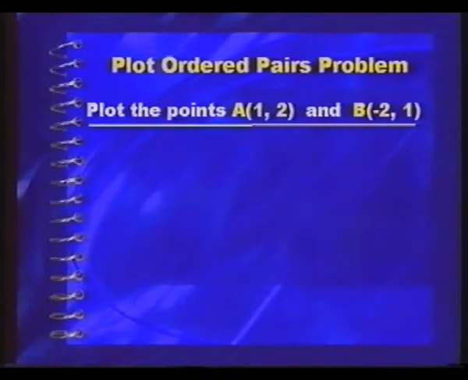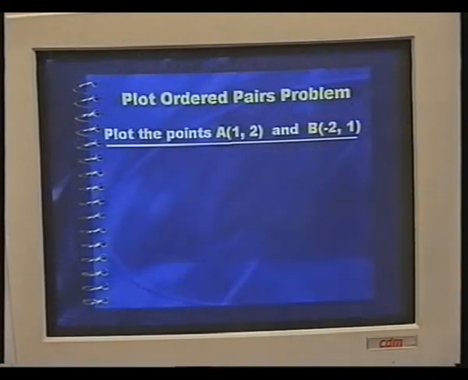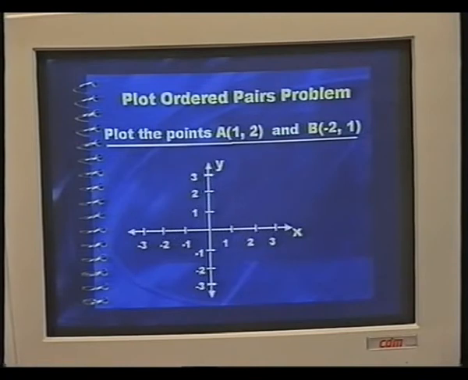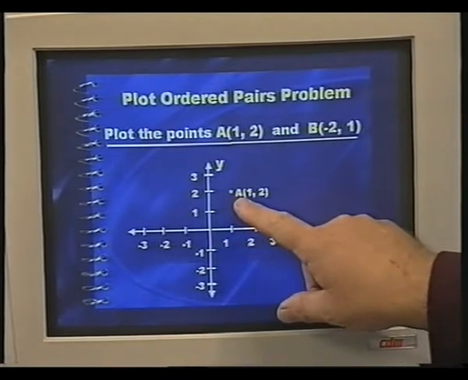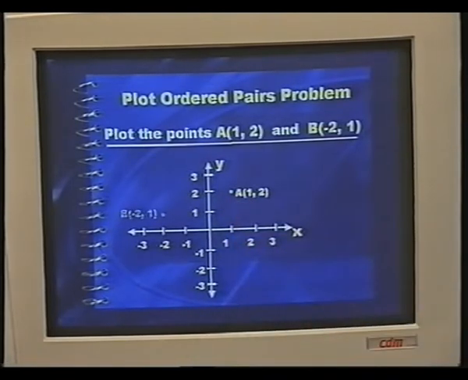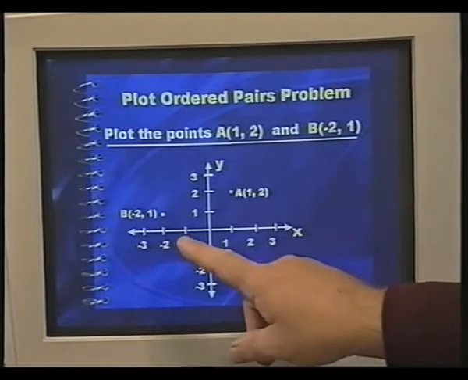Plot the points A (1, 2) and B (-2, 1). Points, by the way, are always designated by capital letters. Here come the axes, x and y axis at right angles. And here's point A, which has an x of 1 and a y of 2. And the point B is on that in the other quadrant.